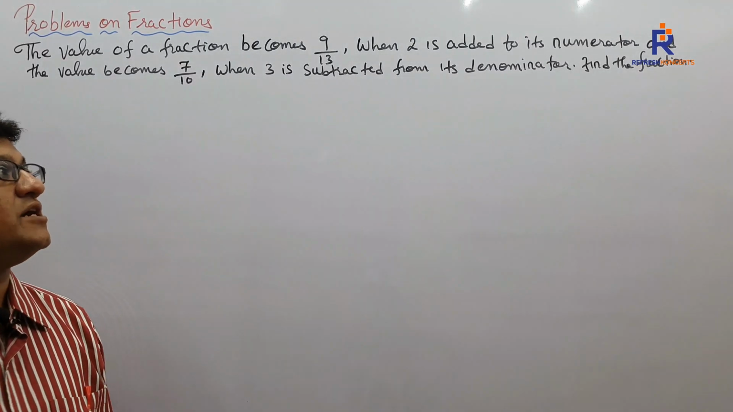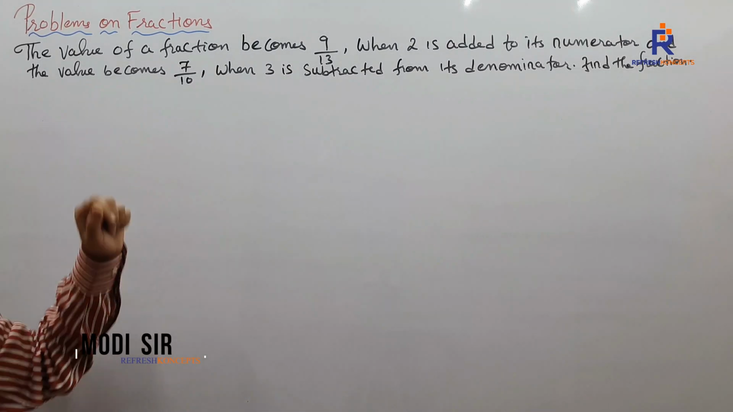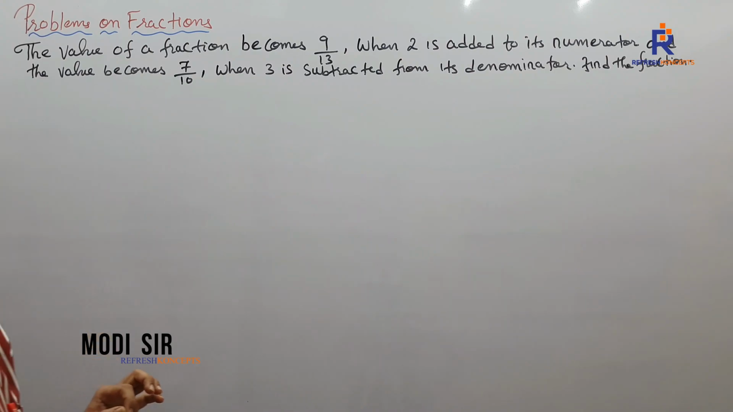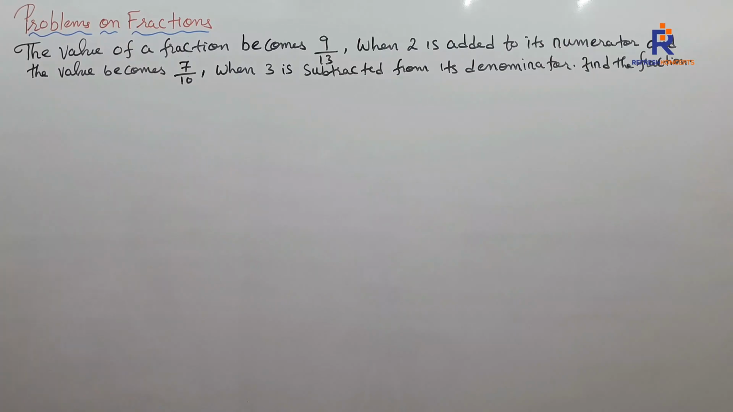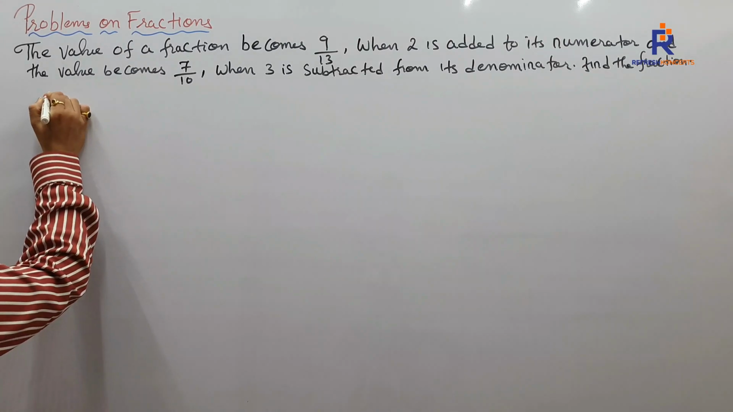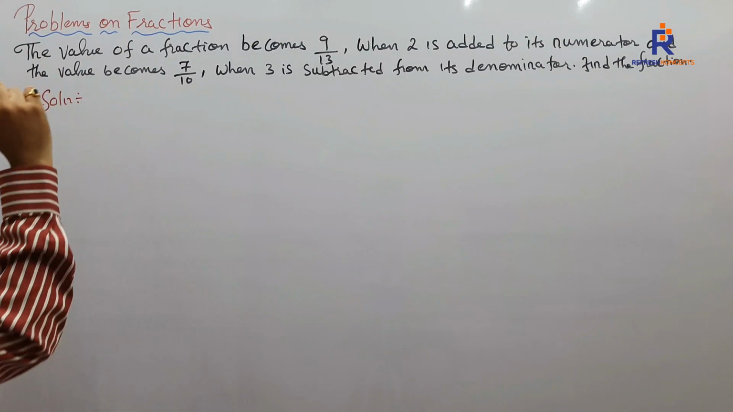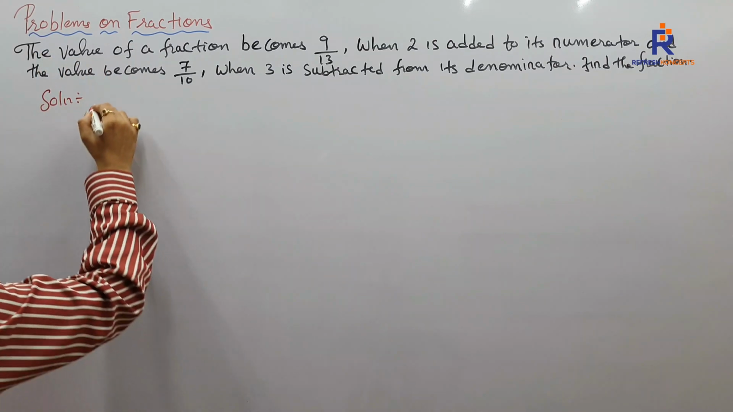Children, let's take one more sum on problems on fractions. Now, the moment I read the question as the value of the fraction, what did I say in the previous video? We are not supposed to read the question. Then, what are we supposed to write down? We are supposed to write down how many lines, children? How many? 3. What are those 3 lines?